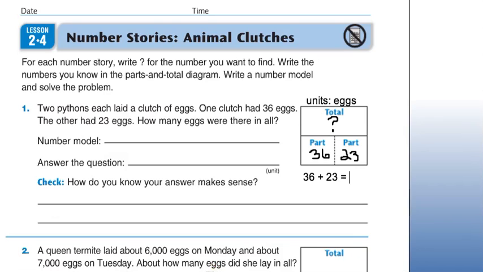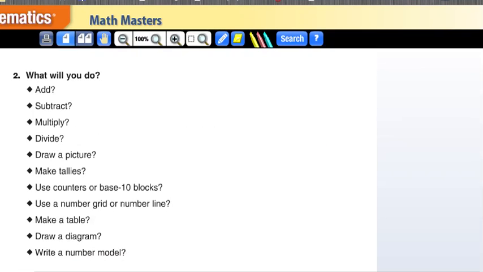I know, just by my many years of math, that my answer is going to be 59. Just by doing math in my head, okay? Keep in mind that this is just 36 ones plus 23 ones equal to 59 ones. Or you could say 3 tens and 6 ones plus 2 tens and 3 ones is equal to 5 tens and 9 ones, okay? Let's go back over and check our sheet.